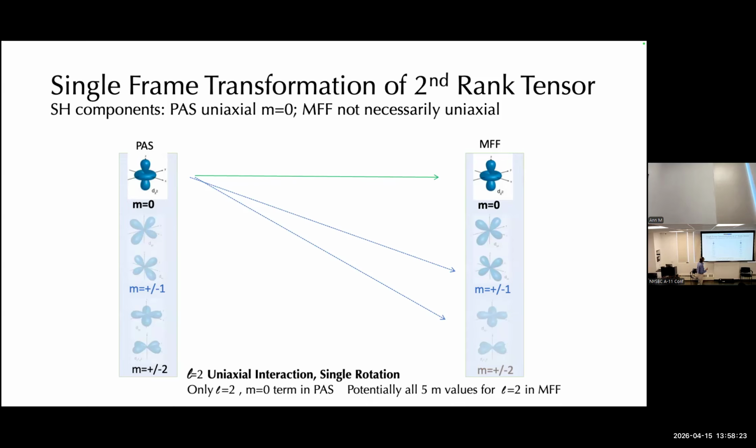I notice that this is an L equals 2 second rank tensor. It's a uniaxial interaction. So I only need one rotation the way we set it up. And in the PAS, I only need my n equals 0 term. But in the molecular fixed frame, I don't know. This is the lab frame. I might need more. I just don't know. So I could have all of these terms. So I need to calculate them all, sadly.